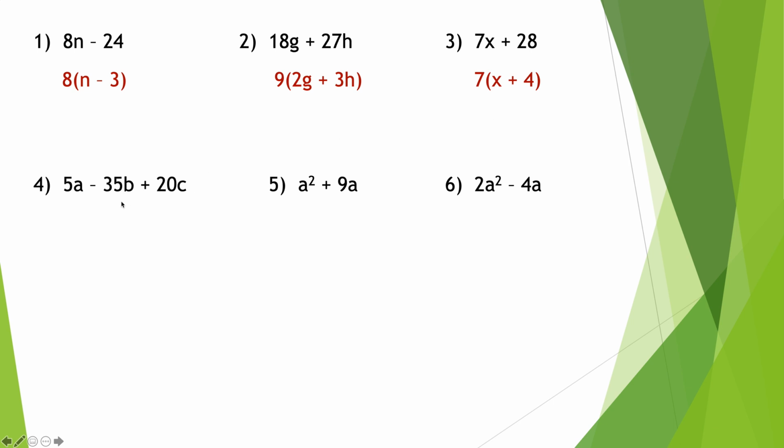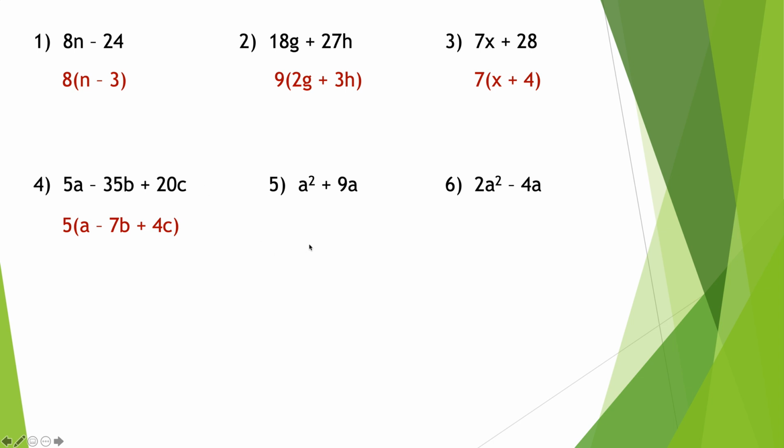Number 4, well, they don't share any variables in common, but they definitely share a 5 in common. So if I divide a 5 out of 5a, I'm left with a. 5 out of -35b is -7b. And 5 out of 20c is 4c. Distributing back, 5 times a is 5a, 5 times -7b is -35b, and 5 times 4c is 20c.